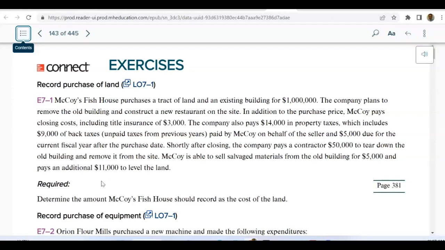Shortly after closing, the company pays a contractor $50,000 to tear down the old building and remove it from the site. McCoy is able to sell salvaged material from the old building for $5,000 and pays an additional $11,000 to level the land. Required: determine the amount McCoy's should record as the cost of land. So remember, when you buy land with an existing building, if you destroy the building, then all you have is just land, right? So how much did we spend for land?